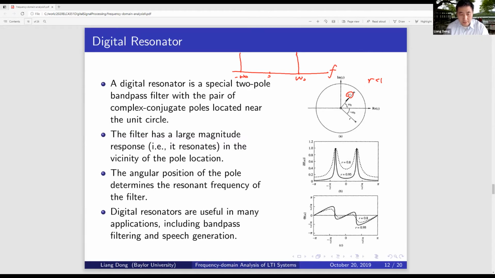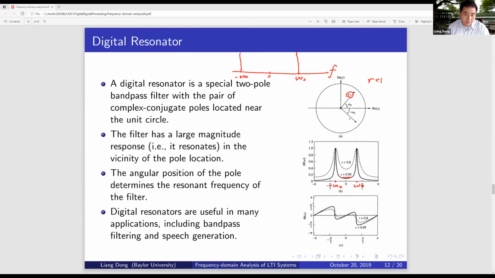The filter has a very large magnitude response in the vicinity of the pole location. So from this picture, you can see it's not ideal, but from negative omega 0, we have those two spikes. If the pole is very close to the unit circle, then these peaks will become sharper. Ideally, if R is equal to 1, then these two peaks will point to infinity, so it looks like a straight line going upwards. The filter resonates at the frequency omega 0, therefore its name, a digital resonator.